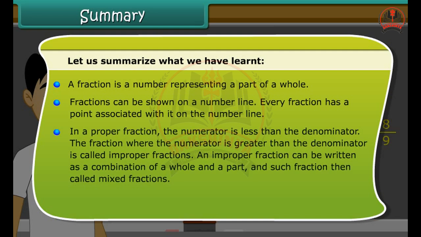In a proper fraction, the numerator is less than the denominator. The fraction where the numerator is greater than the denominator is called improper fractions. An improper fraction can be written as a combination of a whole and a part, and such fractions are then called mixed fractions.